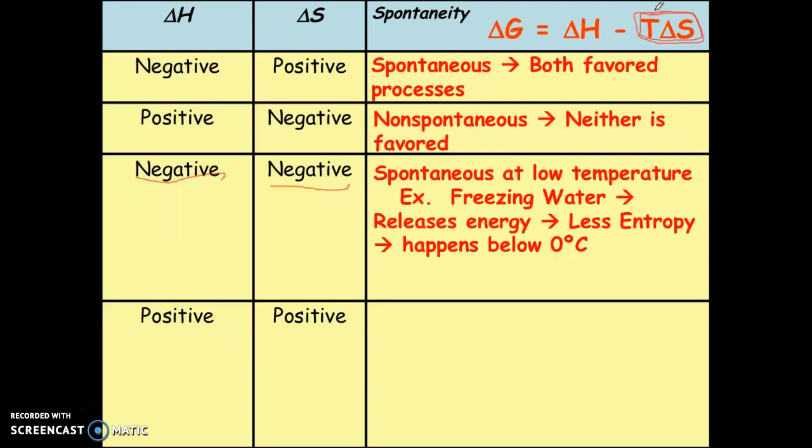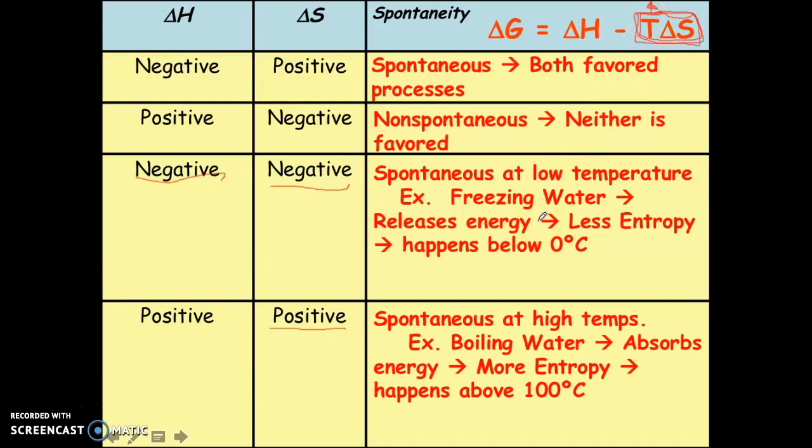All right? So if delta H is positive and delta S is positive, well, in that case, delta H does not favor the reaction, but delta S does. So in that case, we want this section to be large, because this section favors a spontaneous reaction. So this is going to happen if our T is big. So we say this reaction occurs at high temperatures.